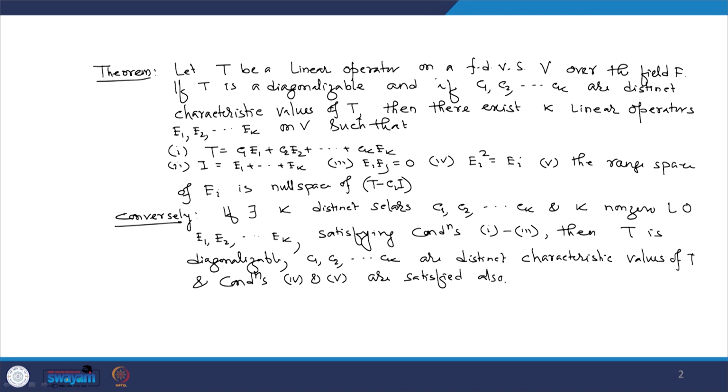and conditions 4 and 5 hold, that is, each Ei is a projection operator and the range of Ei is Wi. So, now I will prove the converse part.